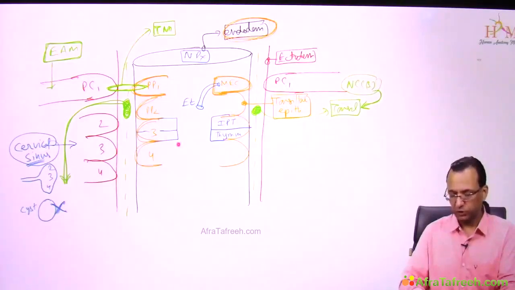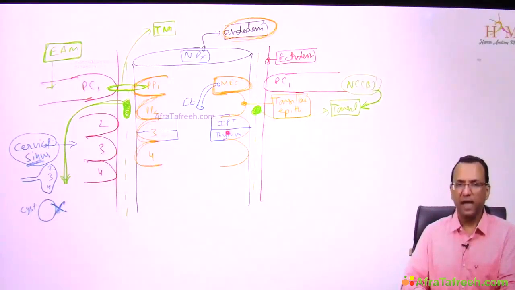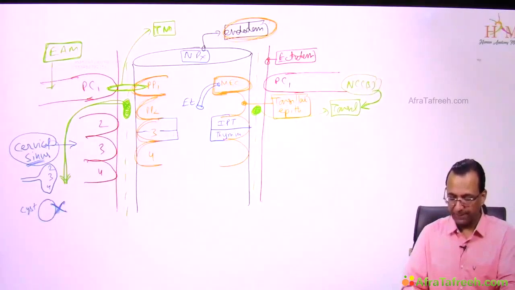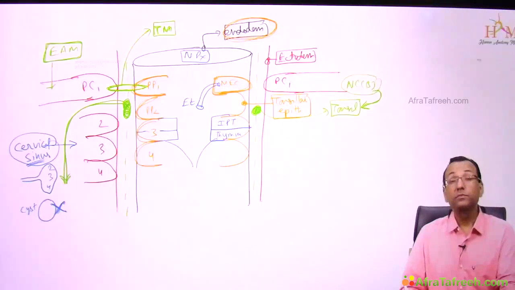And thymus is a bilobed structure coming from each side. Yes, thymus is a bilobed structure coming from each side, but it is developing on the ventral aspect of the third pouch. And they will be missing in DiGeorge syndrome.